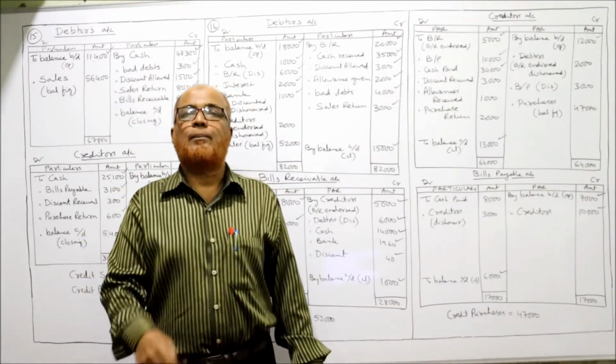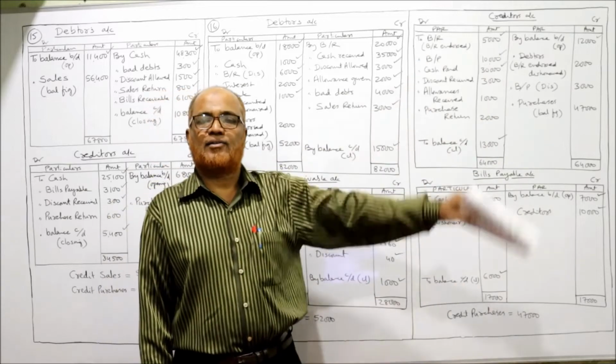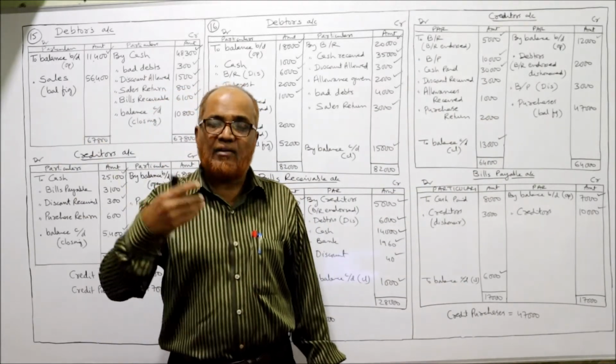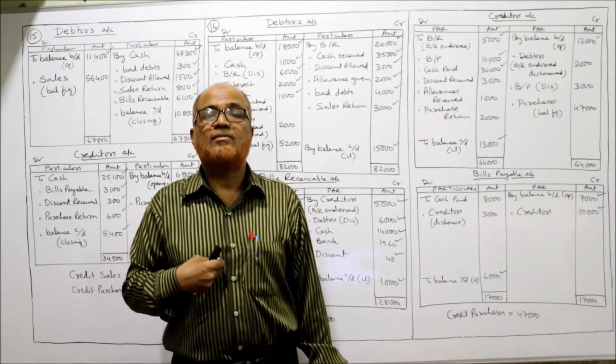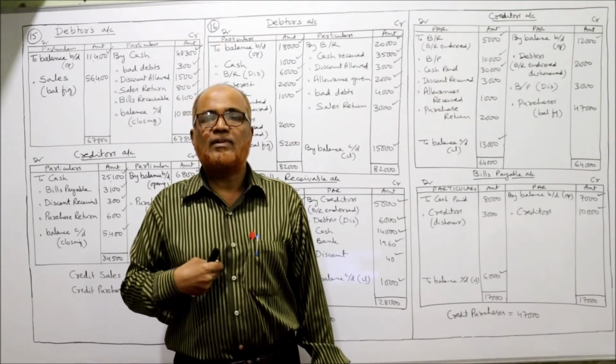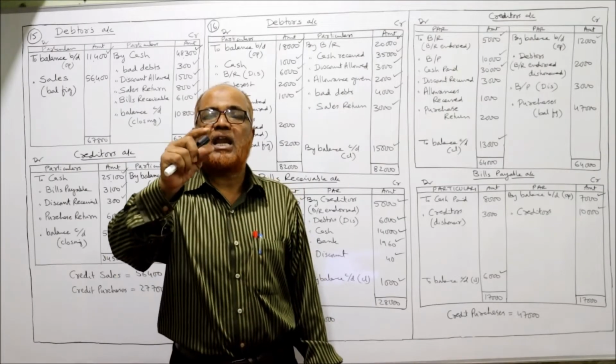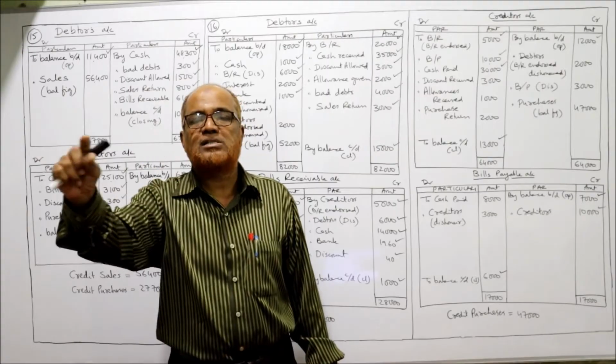Now discount allowed by suppliers. Suppliers are the creditors. Creditors are allowing us discount, so we are receiving the discount. So the entry will be creditors account debtor to discount received.